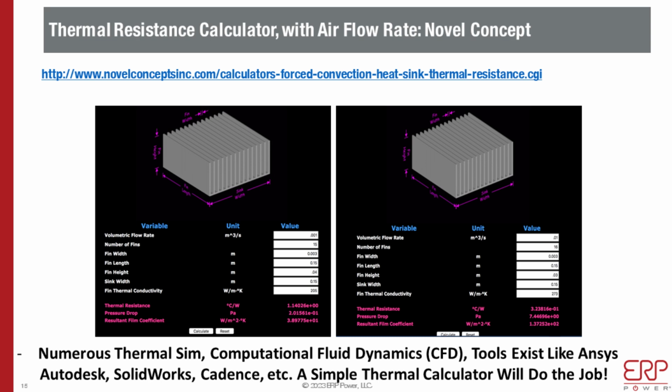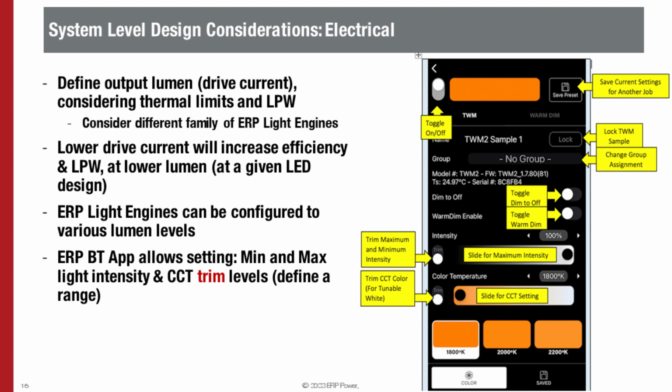So again, you can play around. I'm just giving you an example to give you the concept of how you can play around and figure out exactly what you need to produce the lumens that you need. So it'll tell you the size of the heatsink you need, and then you can implement it in your fixture. Okay, let's go through the next parameter, electrical, in the system level design considerations.